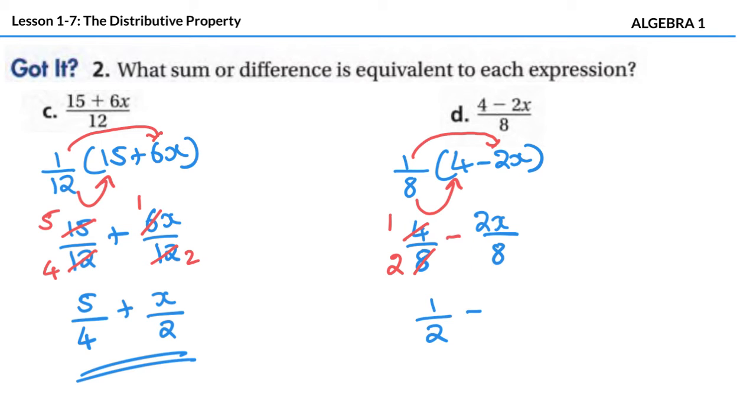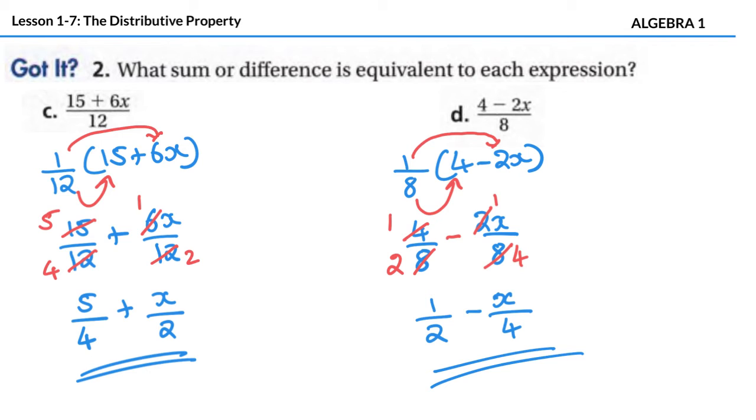The greatest number that can divide 2 and 8 is 2. So we pick 2. 2 how many times is 2? 2 one time is 2. 2 how many times is 8? 2 four times is 8. So the new fraction is 1 times x is x over 4.